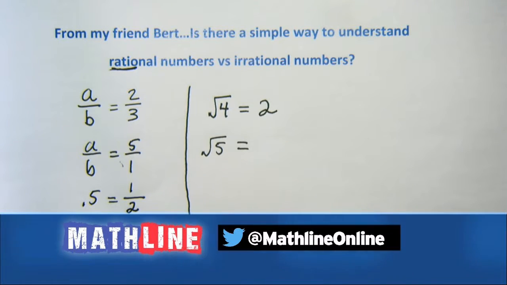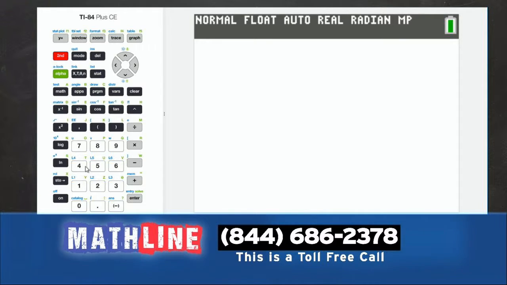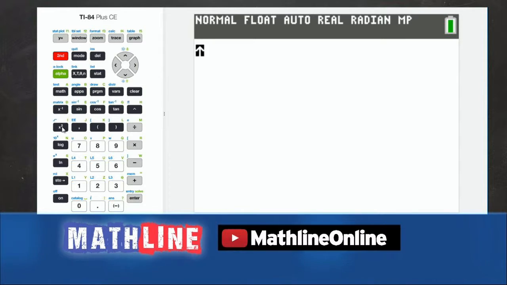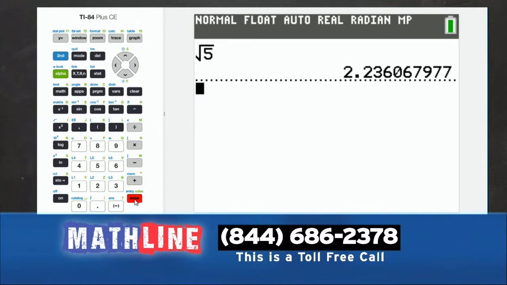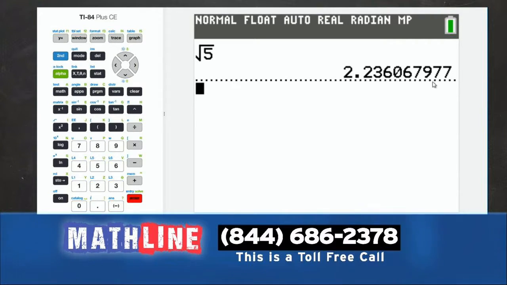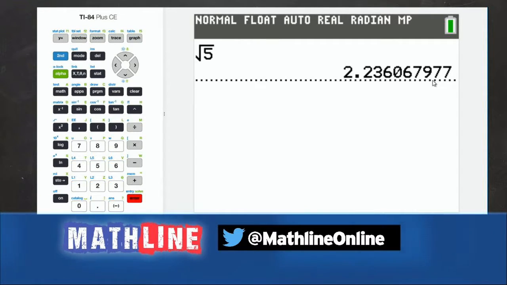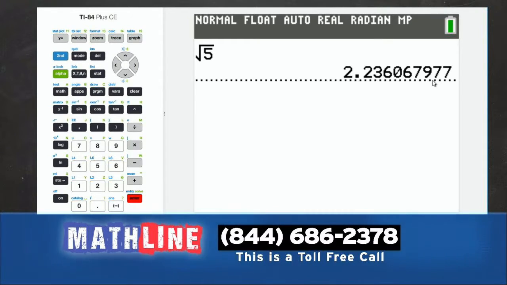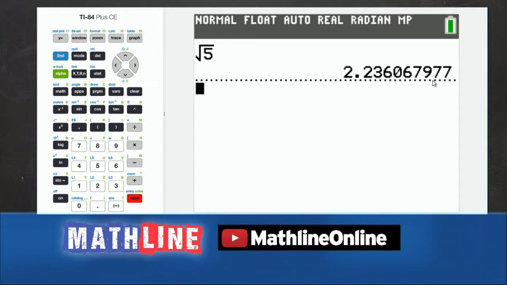Let's see what the calculator tells us. It's going to tell us more than I could ever remember about the square root of 5. How many places will it go? Because, my friends, there is no pattern. There is no repeating, no termination, it's still going. So that's what we call an irrational. It cannot be written as a fraction no matter how we try.